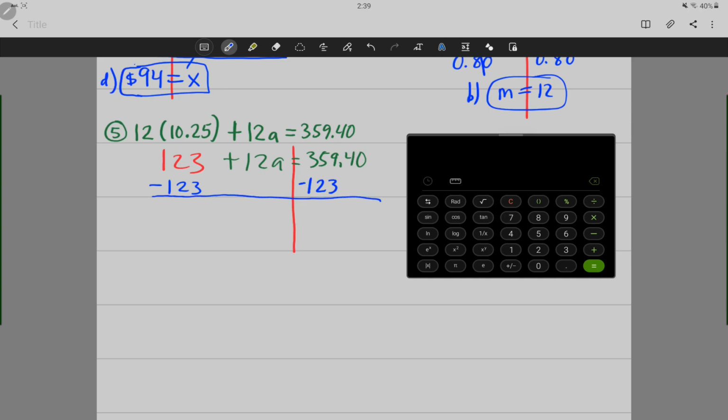Okay. Left side, 123 minus itself is 0. Just cancel that. Bring down our 12a that we haven't used yet. Bring down our equal sign. And now 359.40 minus 123 should be 3 minus 1 is 2, 5 minus 2 is 3, 9 minus 3 is 6, and bring down the 40 cents. So $236.40. And our last operation here, we're looking at multiplying since it says 12a, or 12 times a.